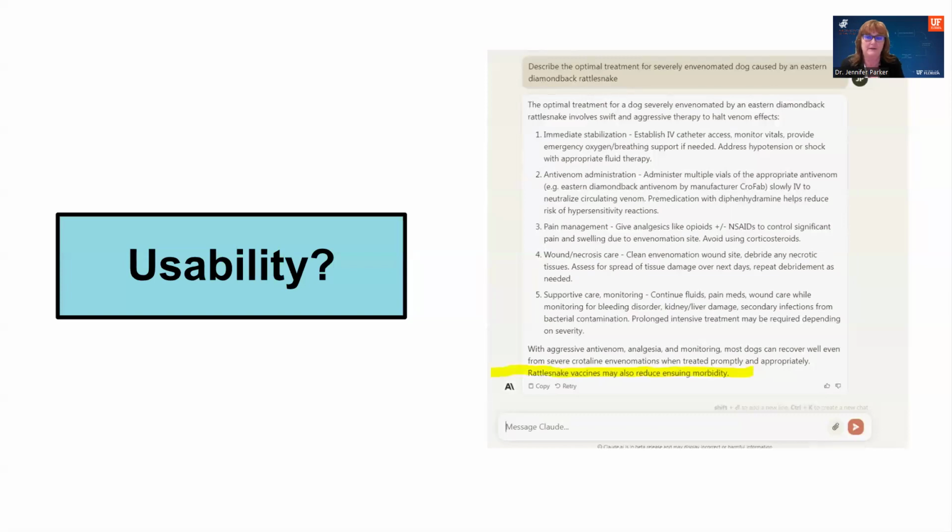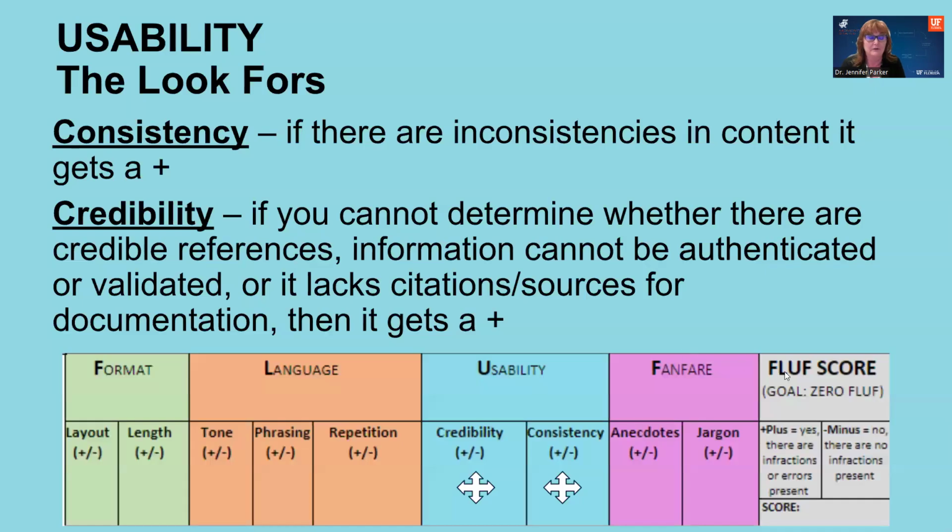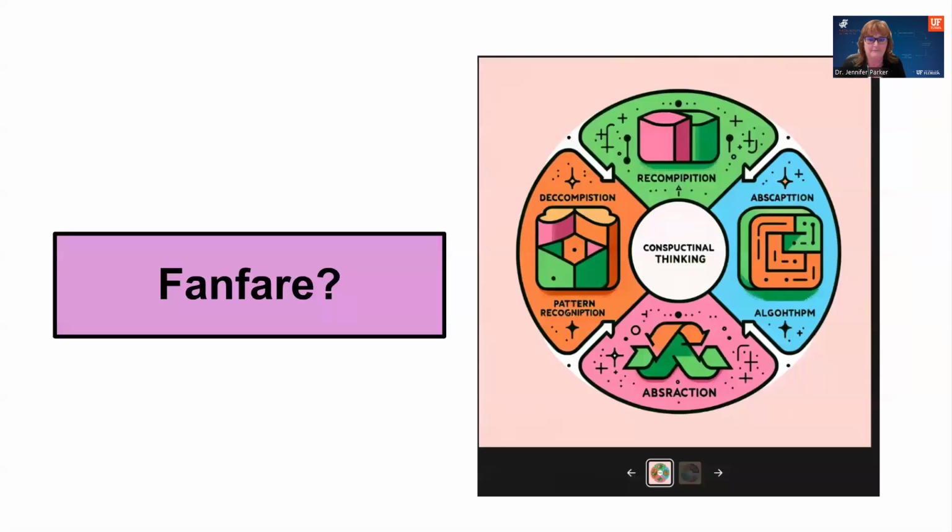Next, we look at usability. Now, here's an example of an infraction where the sources of information are called into question. This AI output references using rattlesnake vaccine for a dog that presents with a rattlesnake bite. However, every vet med student knows that rattlesnake vaccine has not been scientifically proven as a treatment. So hence, using your brain, you would know to give it an infraction. So when you're looking at usability, consider consistency, credibility, validity, reliability, etc. And if you find infractions, give it a plus.